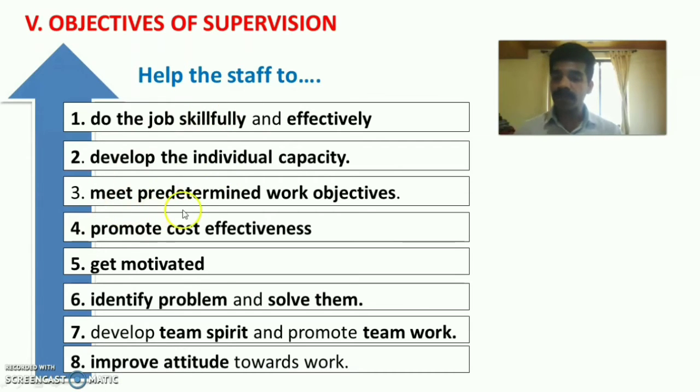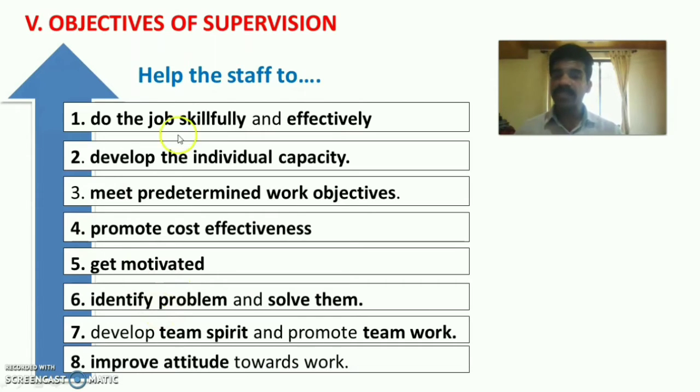Then third one is help the staff to meet the predetermined work objectives or goals of the institution or organization. So help to meet predetermined work objectives. Then fourth one is help the staff to promote cost effectiveness, health economics. So reduce the cost and increase the effectiveness, outcome or result of the services. Then fifth is help the staff to get motivated. So the supervisor motivates all the staff and helps the staff to get motivated themselves.